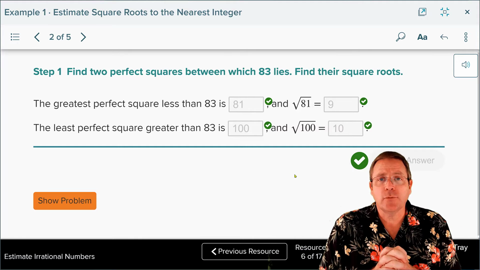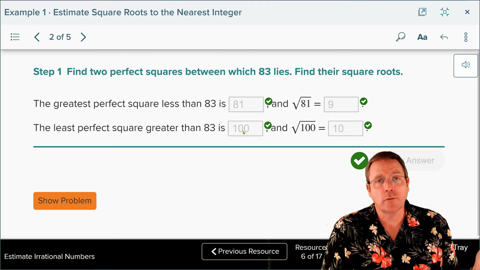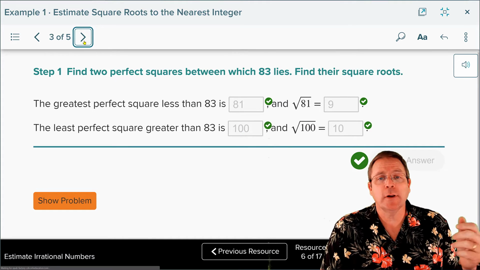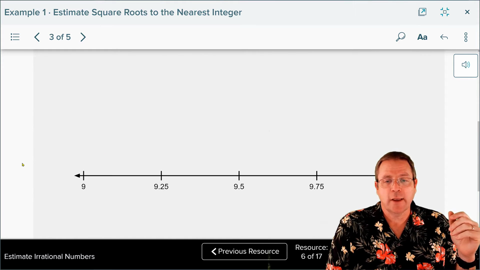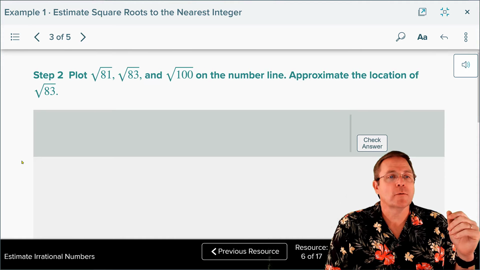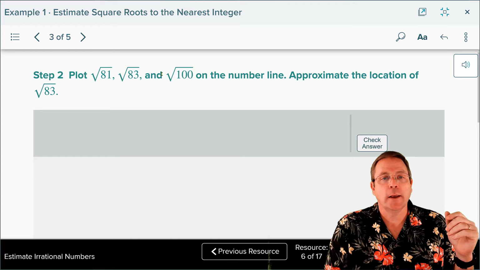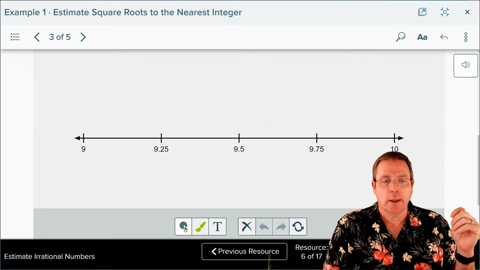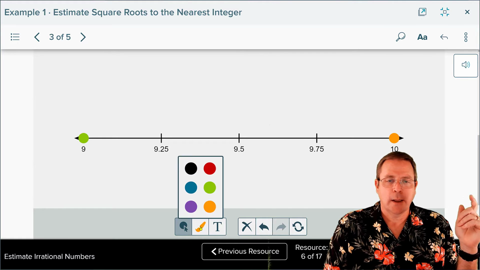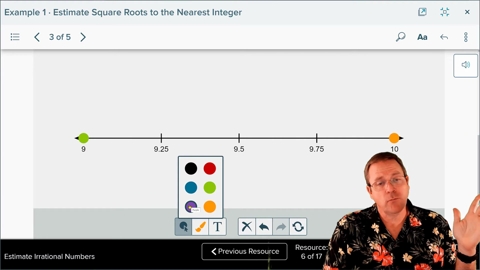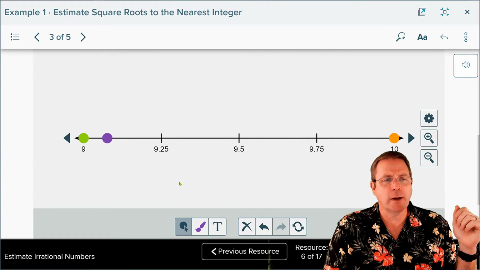Next question, is 83 closer to 81 or closer to 100? Well, 83 is definitely going to be closer to 81, and since 83 is closer to 81, that means our answer has to be closer to 9 too. So it tells us right here, plot the square root of 81, 83, and 100, and then approximate the location of the square root of 83. I'm going to start off with a green one for the square root of 81. That's going to be 9. Let's use an orange one for the square root of 100. That's going to be 10. And I'm going to say that the square root of 83 is going to be really close to 9, so I'm going to put it right about there.